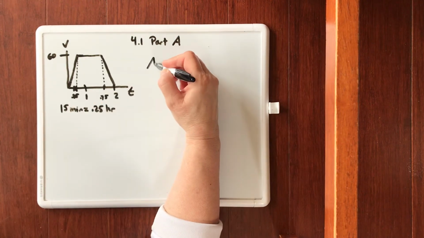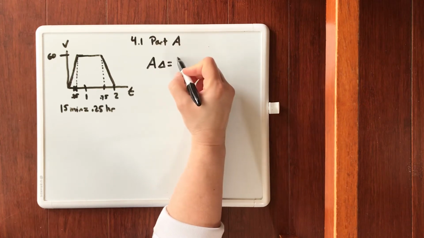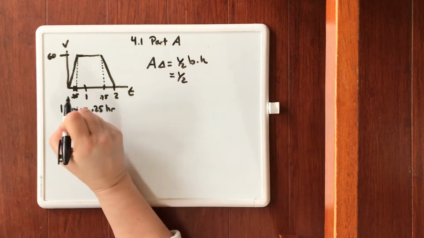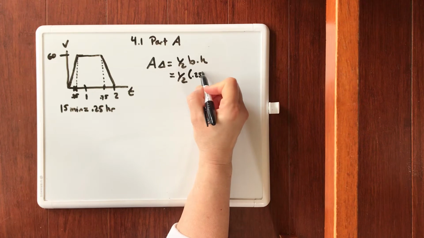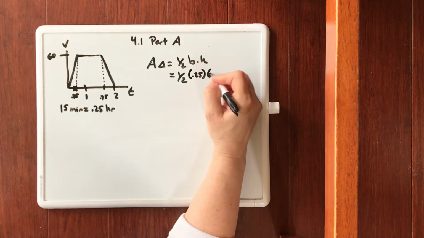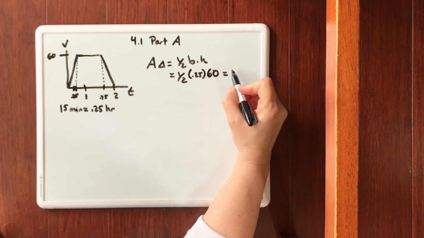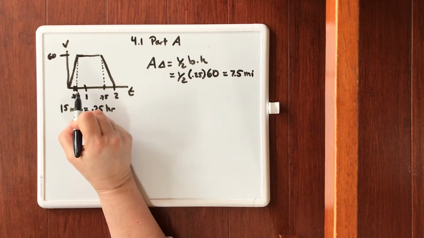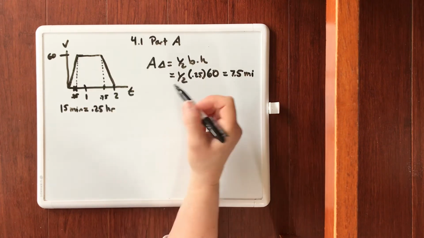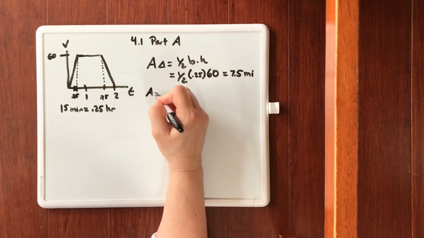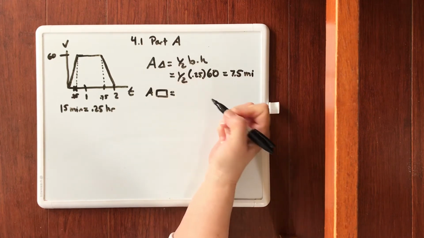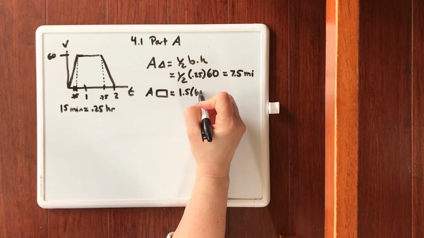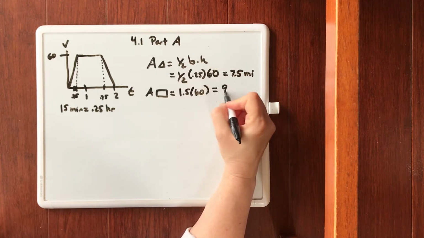We know the area of a triangle is 1/2 base times height. In this case, 1/2 the base is 0.25, and the height is 60. That equals 7.5 miles. Now let's do this space in here. We said this was 1.5, and that's 60. So the area of this rectangle or square, whatever it is in reality, is going to be 1.5 times 60, which is 90 miles.